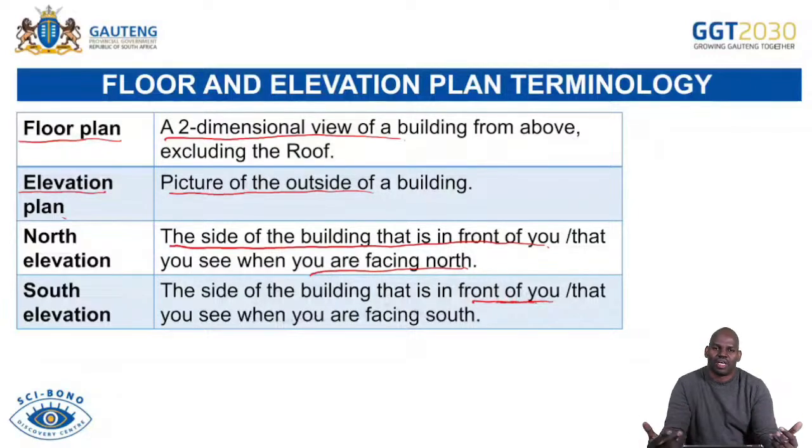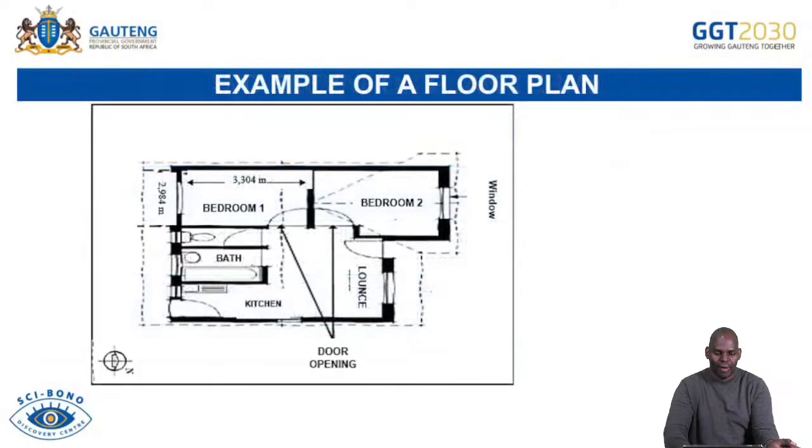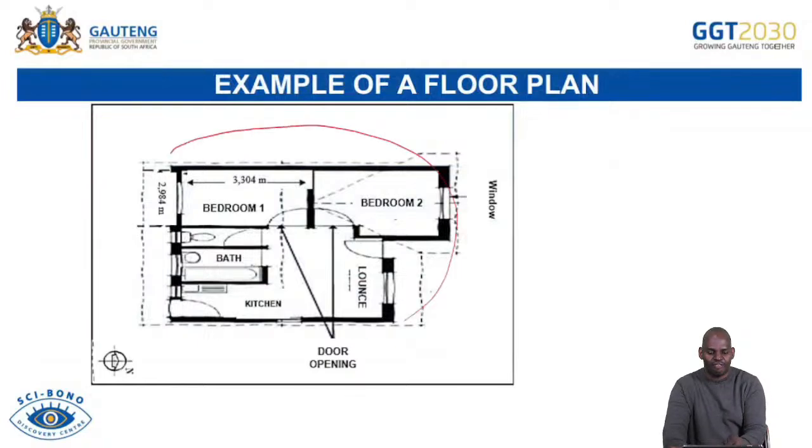But boys and girls, like I indicated, whichever way you find easier to give the definition, as long as at the end of the day the definition is correct. This is an example of a floor plan. If you look at this floor plan, you can see this is how we see it from above. There's no roof there. The roof has been removed.